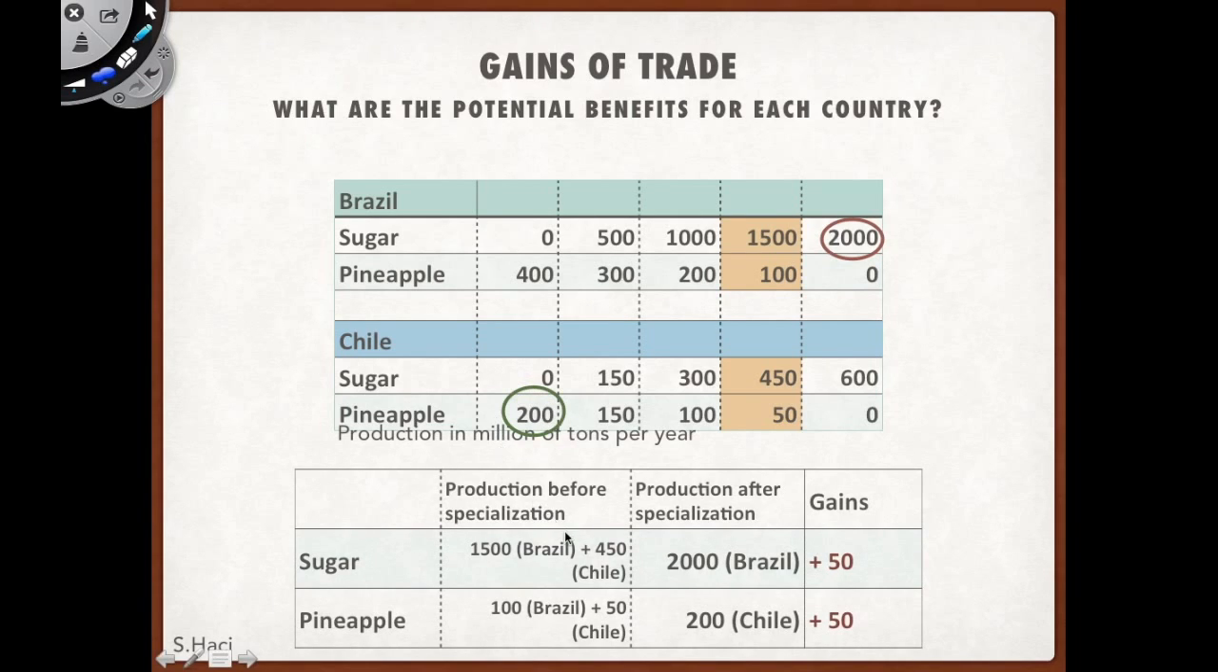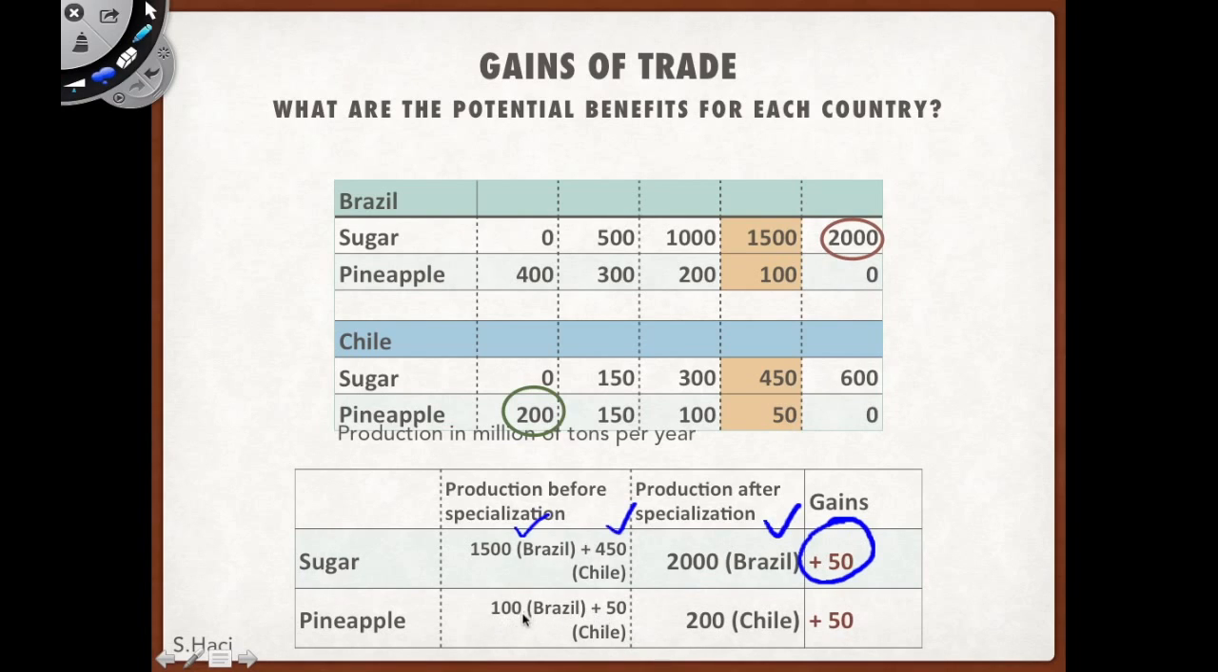So the gains would be going from 1,950, which would be the 1,500 that Brazil was producing plus the 450 million tons of sugar that Chile was producing, to 2,000 produced by Brazil after the specialization. This means there was an extra production and some gains of 50,000. So 50,000 tons more sugar being produced.